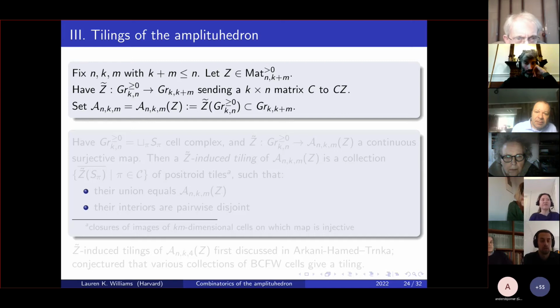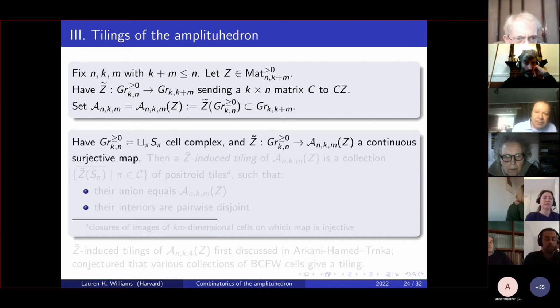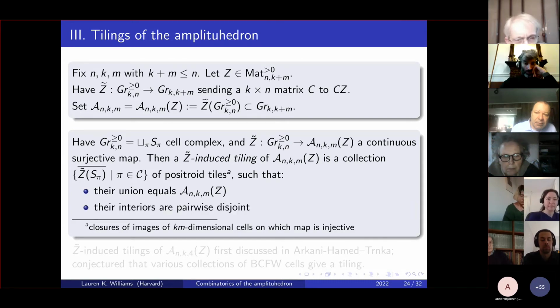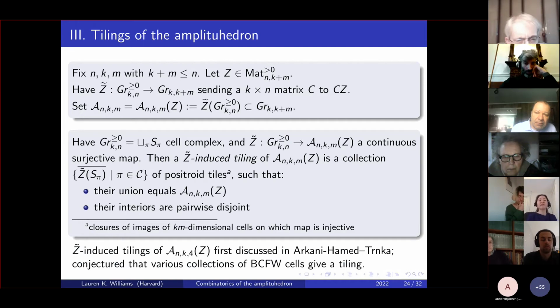Okay, so now in the context of the amplituhedron, we do have a cell complex here, and we have our surjective continuous map onto the amplituhedron. And so now a Z-induced tiling of the amplituhedron, which has sometimes been called a triangulation in the physics literature, is a collection of closures of images of positroid tiles such that the union equals the amplituhedron and the interiors are pairwise disjoint. These kinds of ways of decomposing the amplituhedron were first discussed in a paper of Arkani-Hamed and Trnka, and they conjectured that various collections of BCFW cells give a tiling. For the nicest BCFW collection of cells, this conjecture has been recently proved by Even-Zohar, Lakrec, and Tessler.